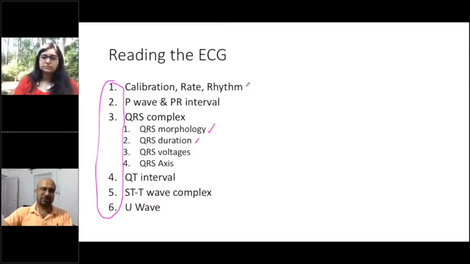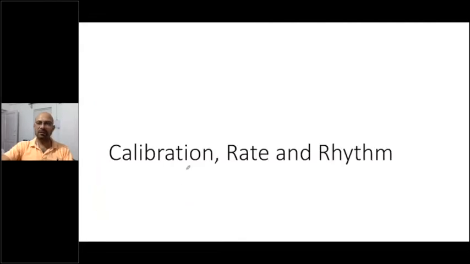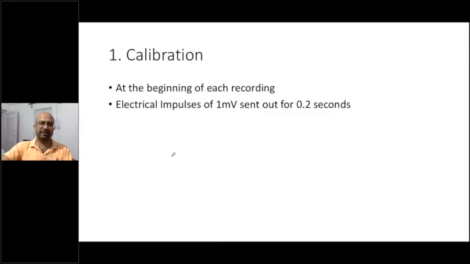What is the calibration? What is the rate? What is the rhythm? How are the P waves and the PR interval? How is the QRS complex? What is the QT interval like? The ST-T wave complex and the U wave. Let's move on from here. Let's talk about the calibration, rate and rhythm.